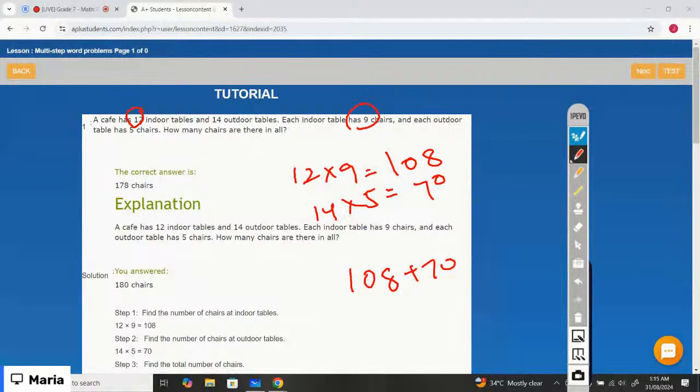So here in this question, you have to do 3 steps. The first thing is you need to calculate the chairs with the indoor tables, then chairs with the outdoor tables, then you have to add them, and there you have the total chairs. So that means the total chairs with a table are 174. Got it?